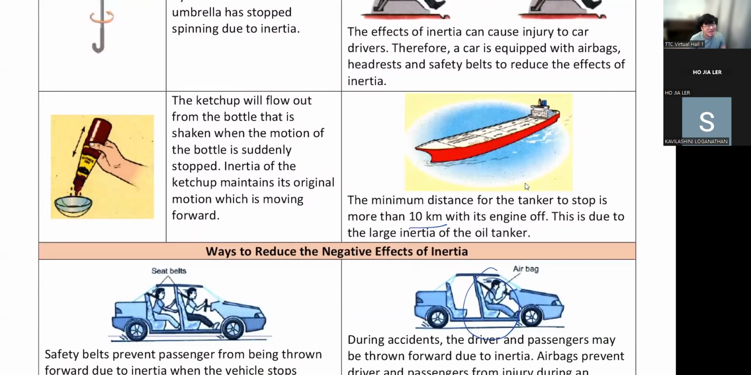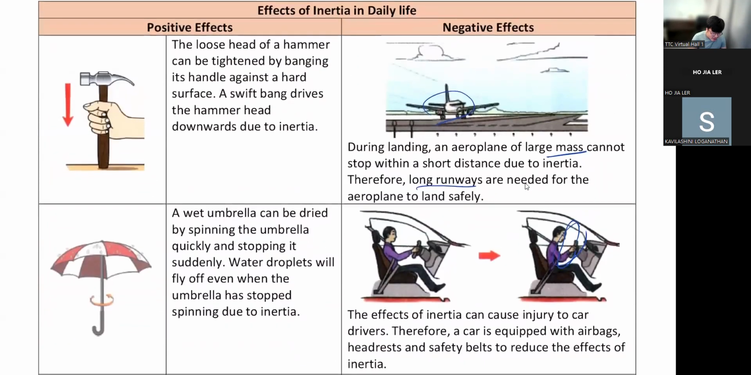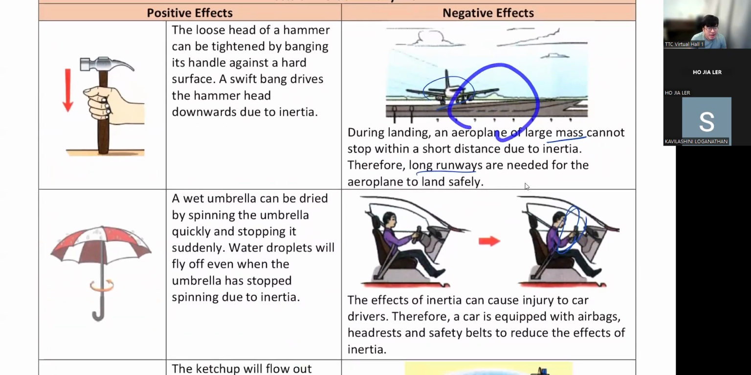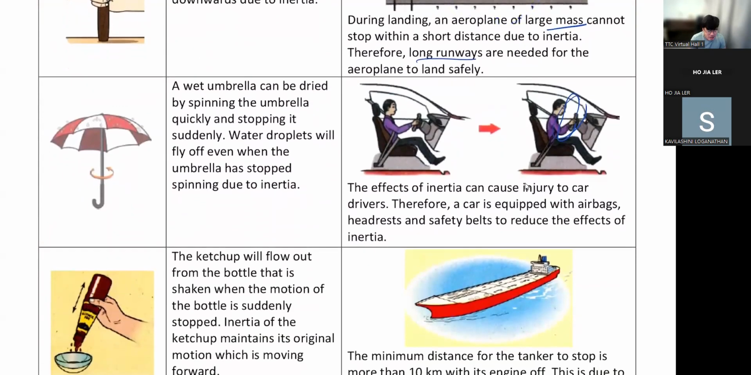Okay, easy, huh? No calculation here, it's just explanation. Right, so a negative effect. An airplane, since it's very heavy, has very large mass, so it needs a long runway to brake. That's why touching down is a challenge, because the inertia is very big, and of course, inertia can cause you to get injured. That's why you need airbags, headrests, and safety belts.